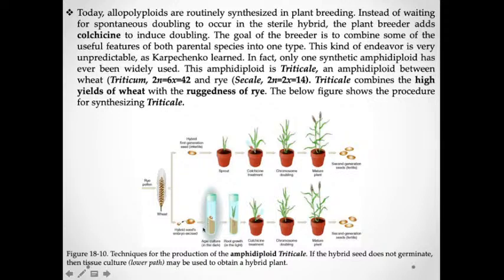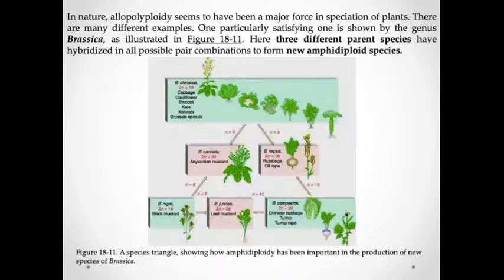There is also agar culture, root growth, colchicine, chromosome doubling, mature plant, and second generation seeds. So like this you can grow your plants easily. Sorry, you can have amphidiploid triticale like this in that case.